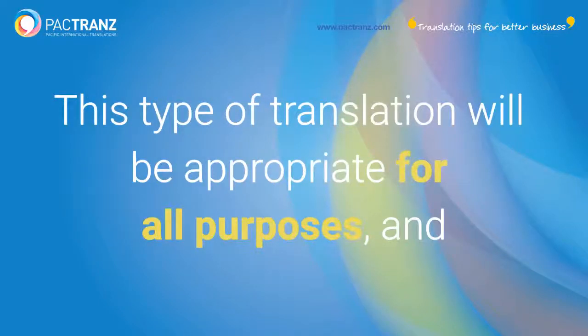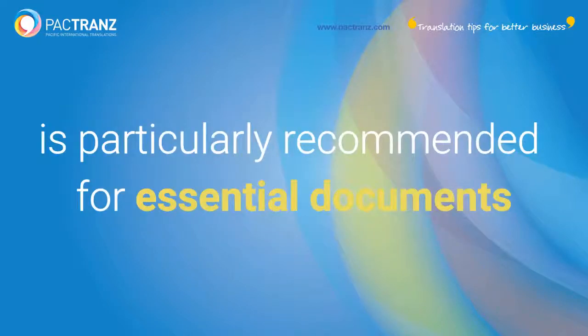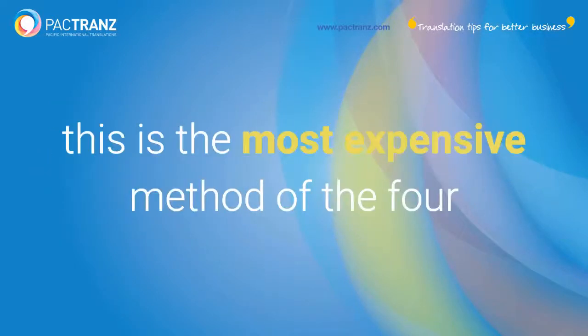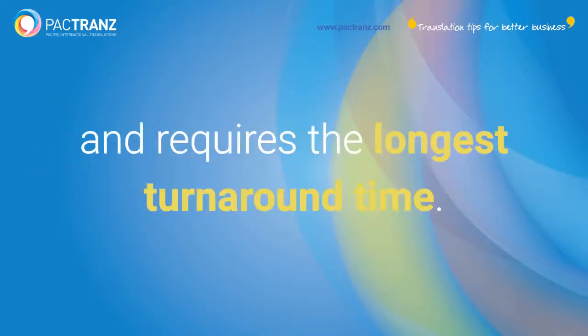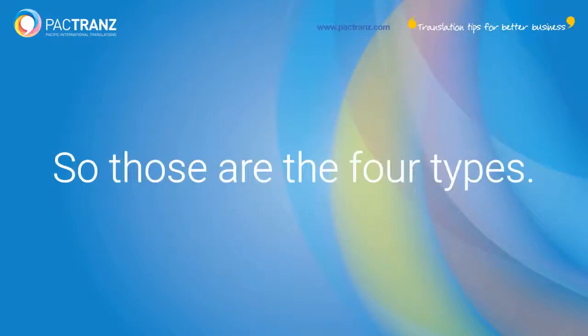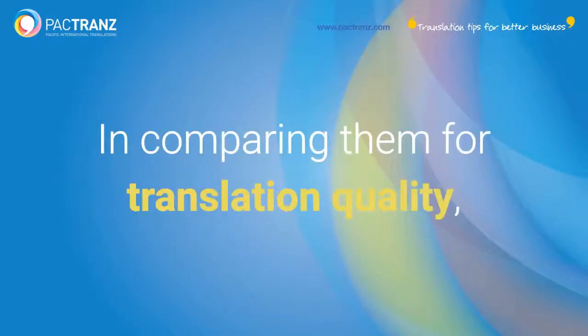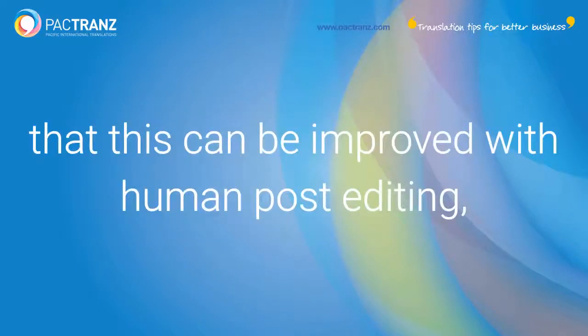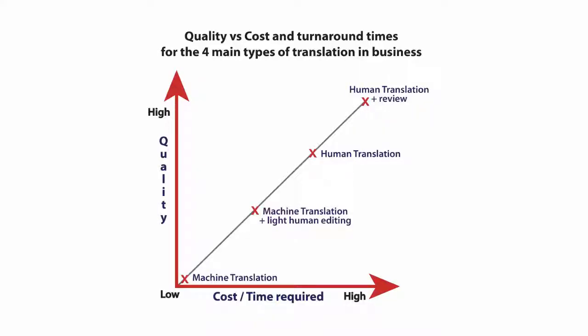This type of translation will be appropriate for all purposes and is particularly recommended for essential documents and whenever accuracy and quality of expression can't be compromised. Being the highest quality level, this is the most expensive method of the four and requires the longest turnaround time. So those are the four types. In comparing them for translation quality, we've seen how machine translation produces low quality, that this can be improved with human post-editing, but is surpassed by human translation, and the highest level comes from human translation plus revision. As you'd expect, this increase in translation quality comes with corresponding increases in turnaround time and cost.